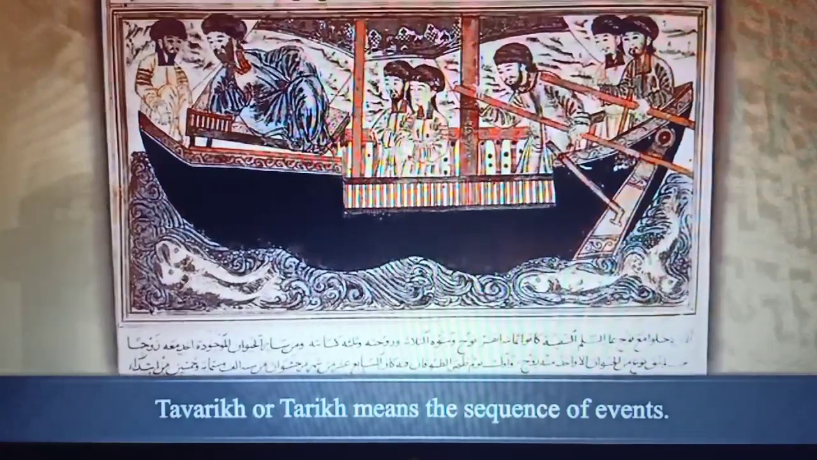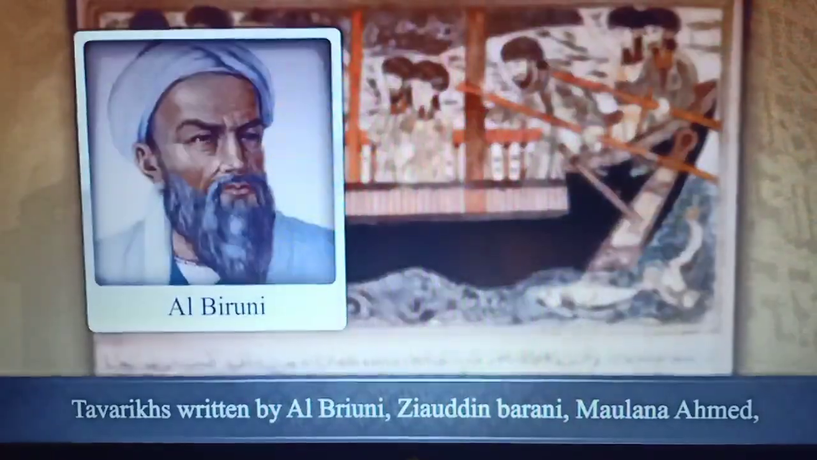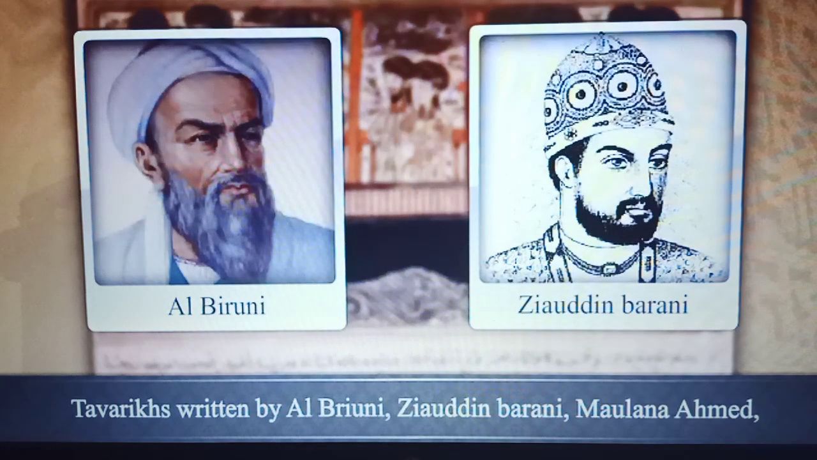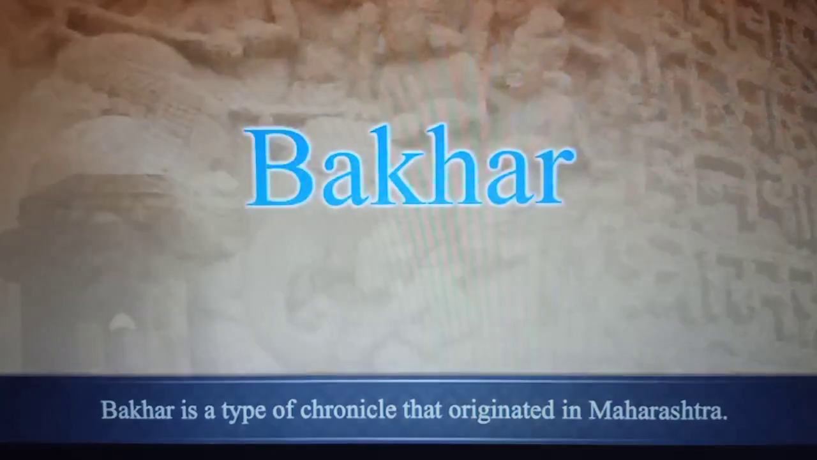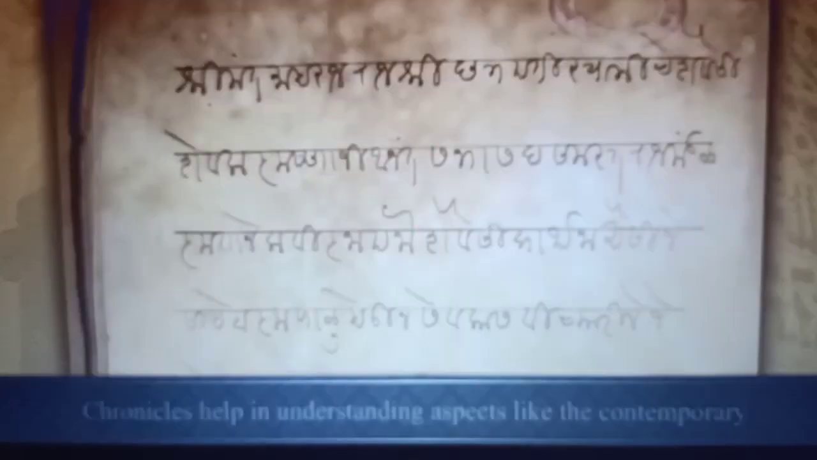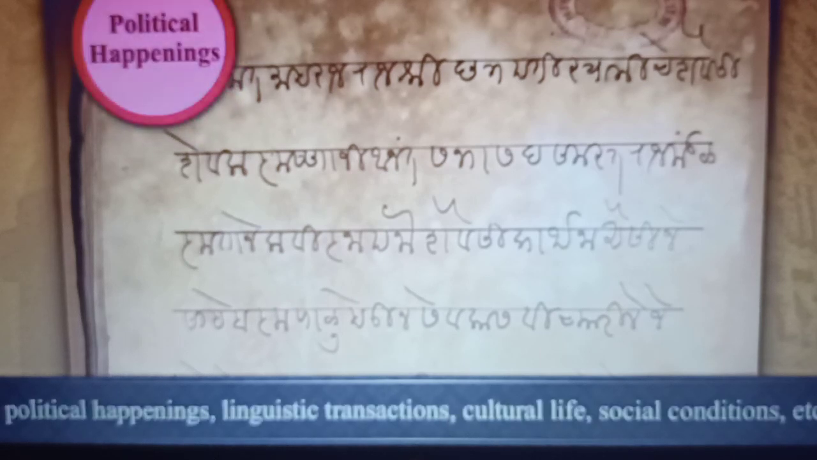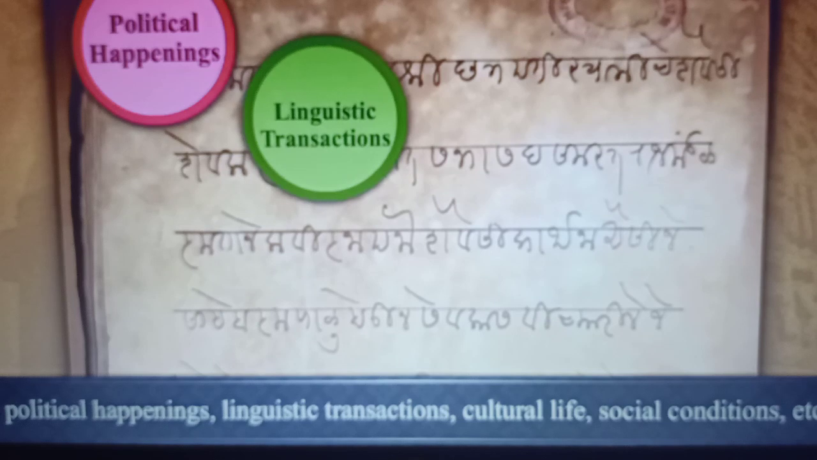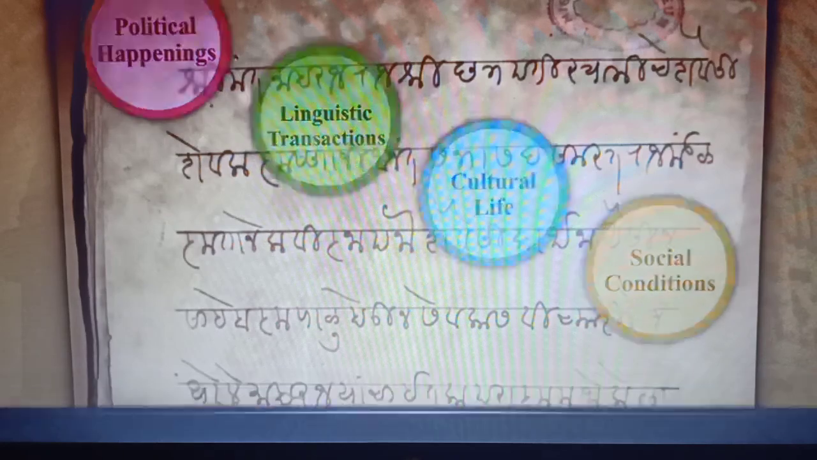Tawarikh or Tarikh means the sequence of events. Tawarikhs written by Al-Biruni, Ziauddin Barani, Maulana Ahmad, Yahya bin Ahmad, Mirza Haidar, Bhimsen Saxena, etc. are available. Bakhar is a type of chronicle that originated in Maharashtra. Chronicles help in understanding aspects like the contemporary political happenings, linguistic transactions, cultural life, social conditions, etc.